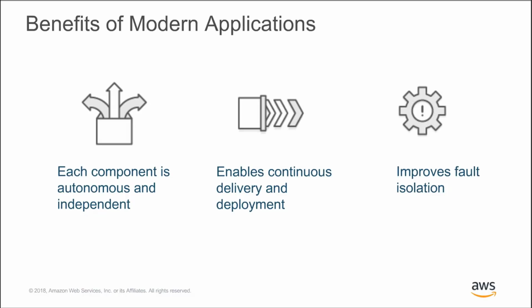The primary benefits of such modern applications are that each component or microservice is independent, which leads to continuous improvement, delivery, and deployment of the application. Such an architecture also helps with fault isolation, wherein errors and faults are isolated to a particular microservice. These benefits in general lead to a robust application that enables constant development and improvement from a developer perspective.